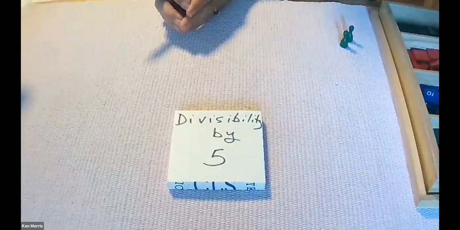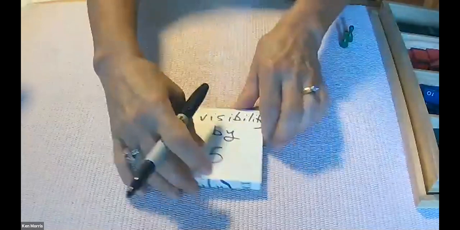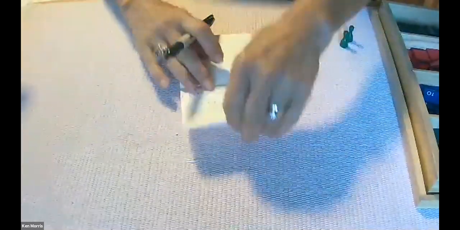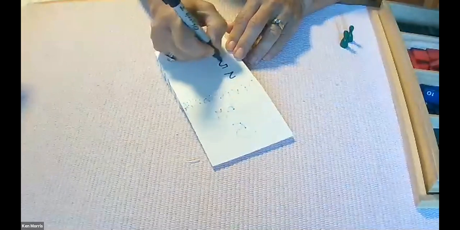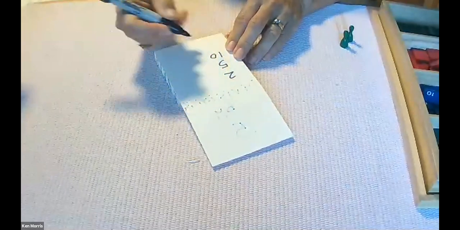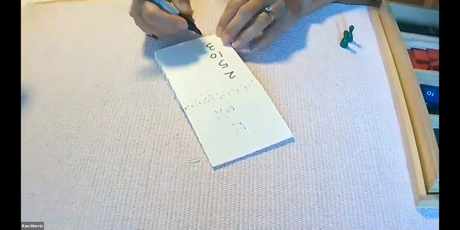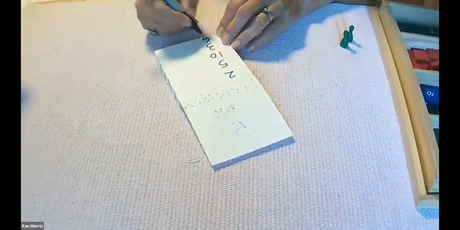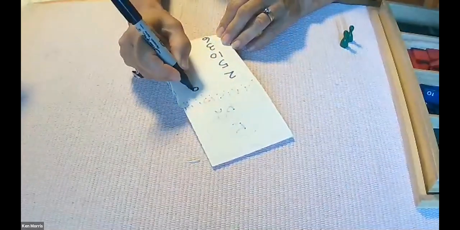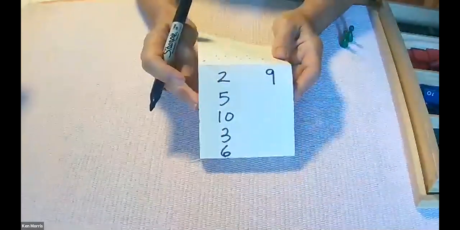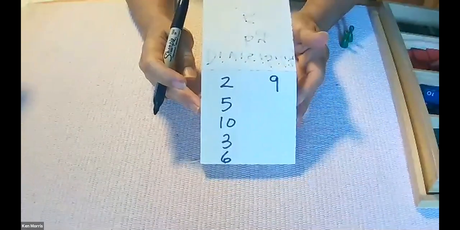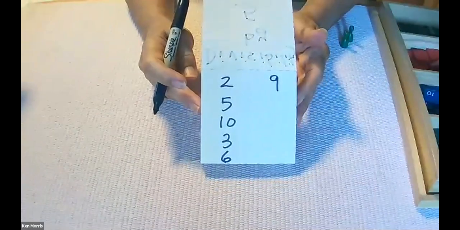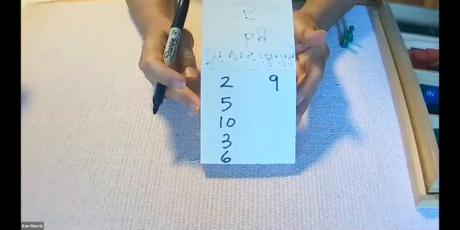Then you would do divisibility by 3. So let me write this down for you. The order would be 2, 5, 10, 3, 6, and 9. Okay, that would be the order in which you do them. And these are the only ones I recommend that you do.